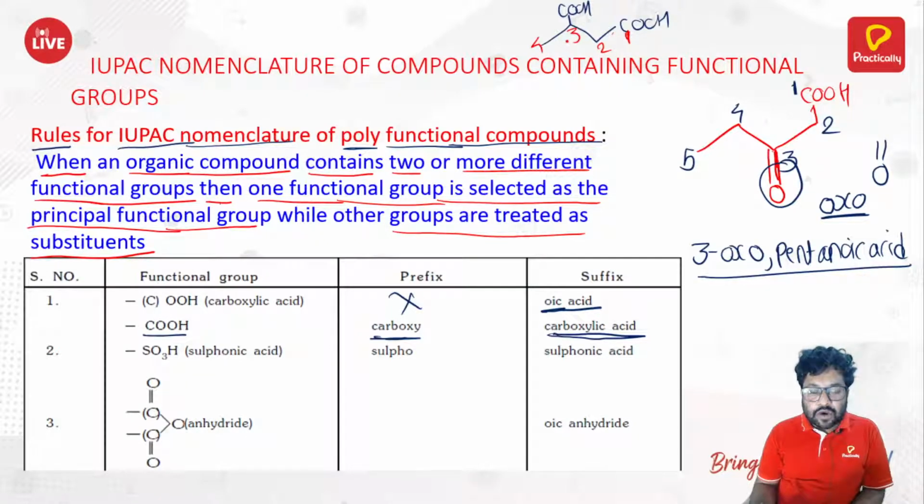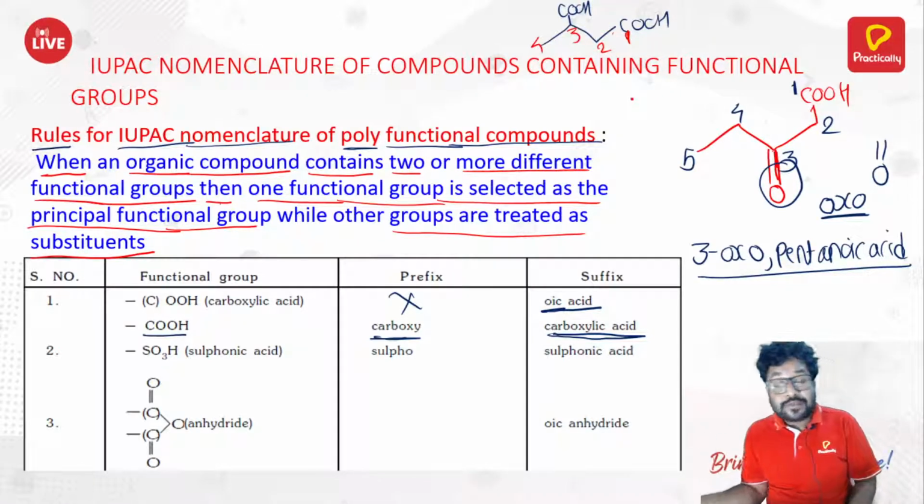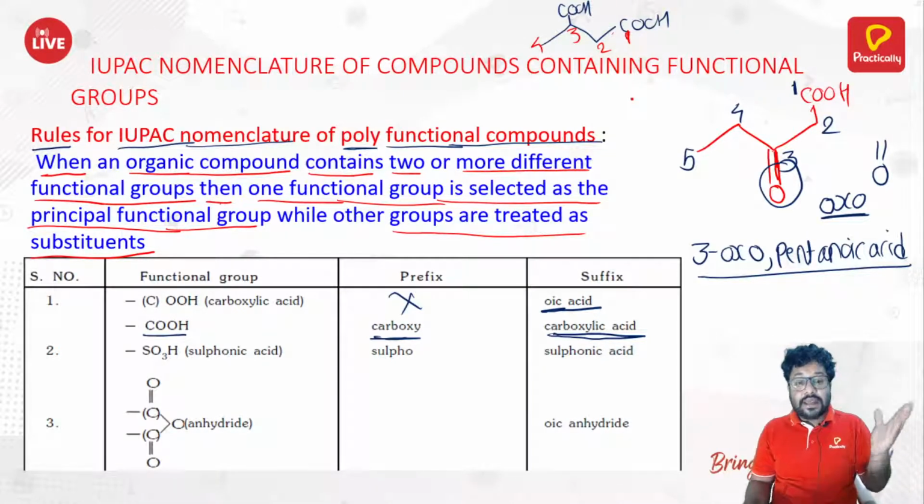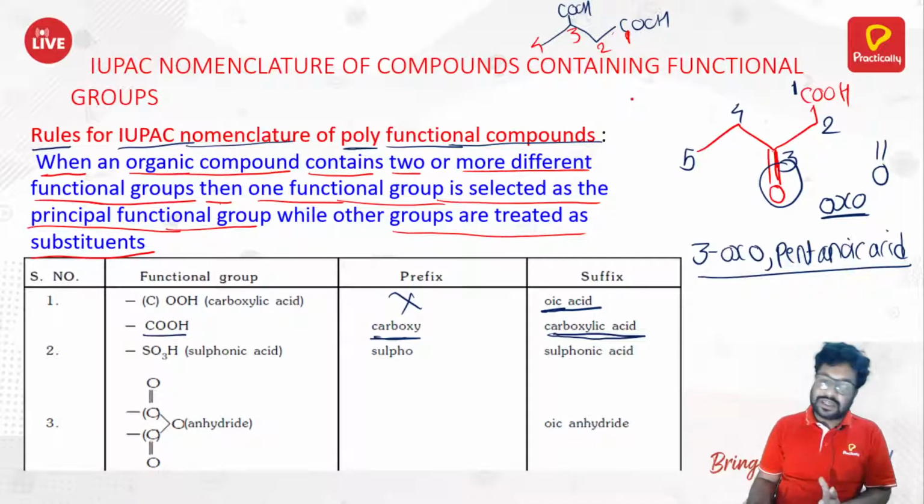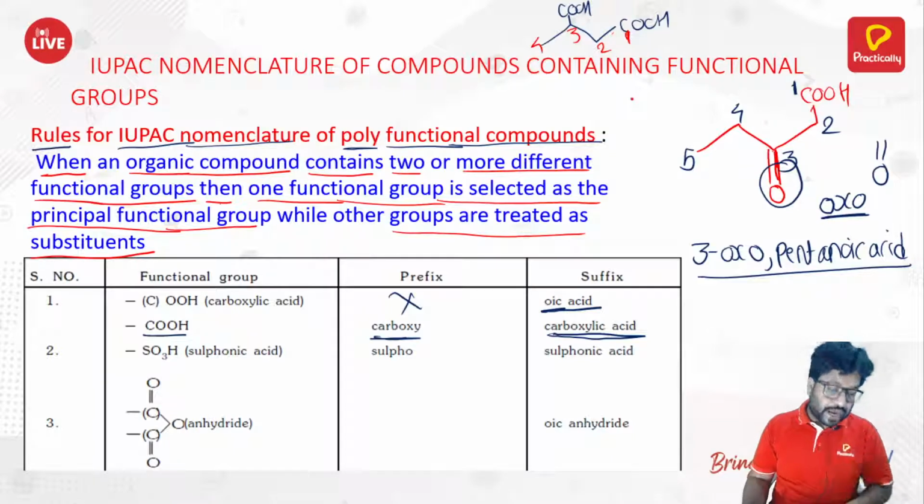So 3 carboxy... what do we call 3 carboxy butanoic acid, or I would rather say 1, 2, 3, 4. No, 1, 3 dicarboxy carboxylic acid. Okay, you will understand more about them as we move ahead.